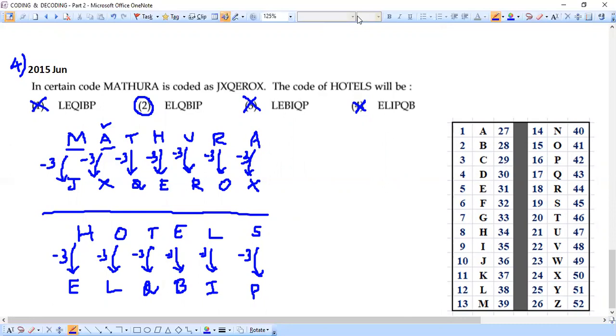Okay, so these are all the things you need to remember. Yes, fine. I think all these questions you are able to understand.